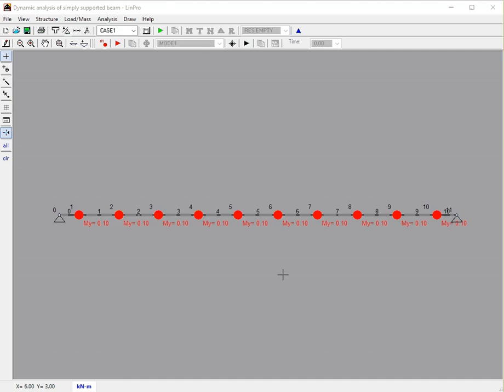Now this is a model with 10 nodes. Again, dividing it into 1 meter segments and putting each node at the center of that segment. So this first node is 0.5 of a meter in. They're all spaced 1 meter apart, and then the last node is 0.5 meters from the end. The mass at each point is 0.10.